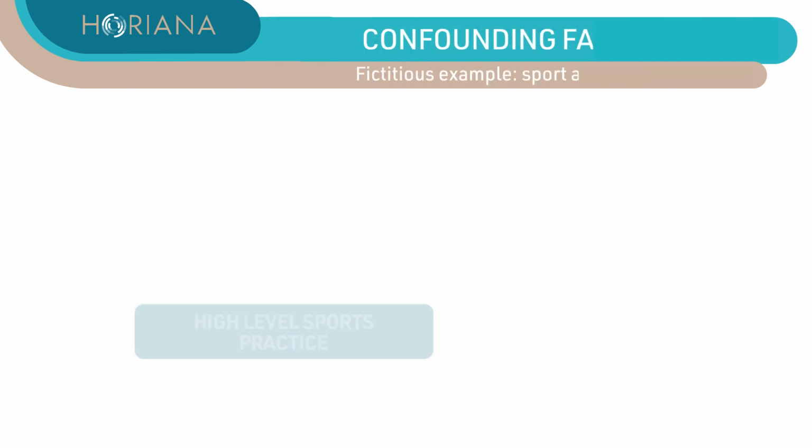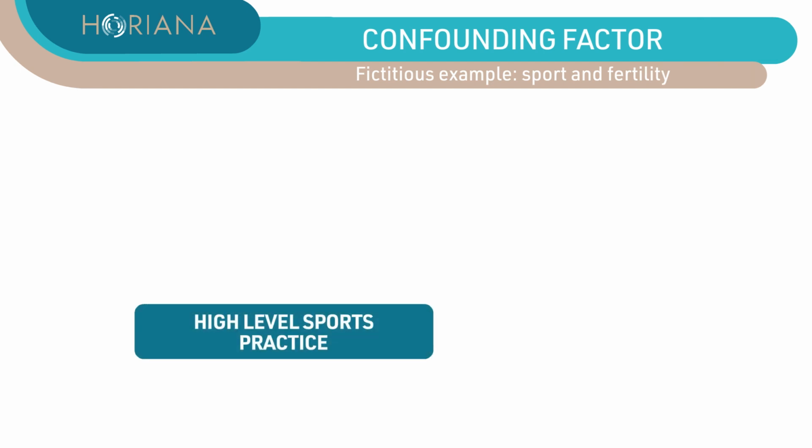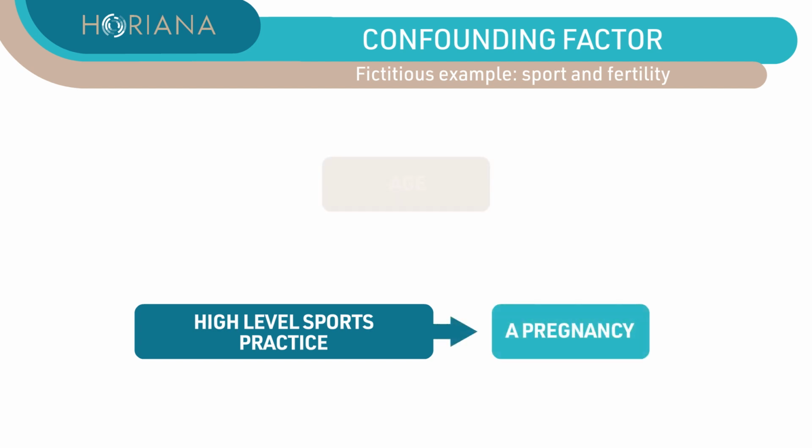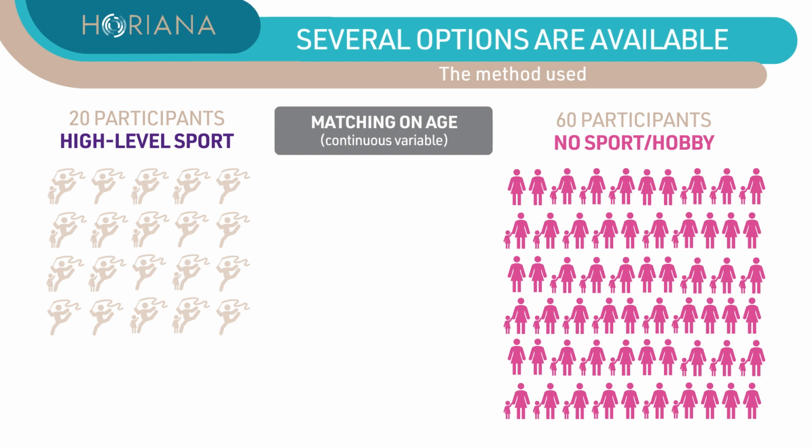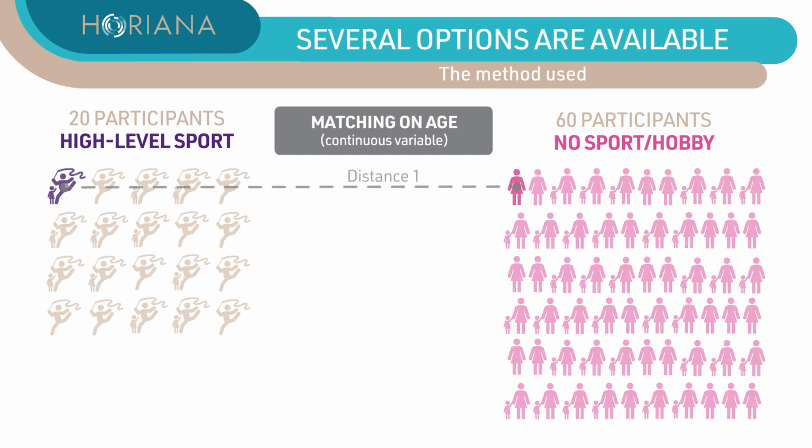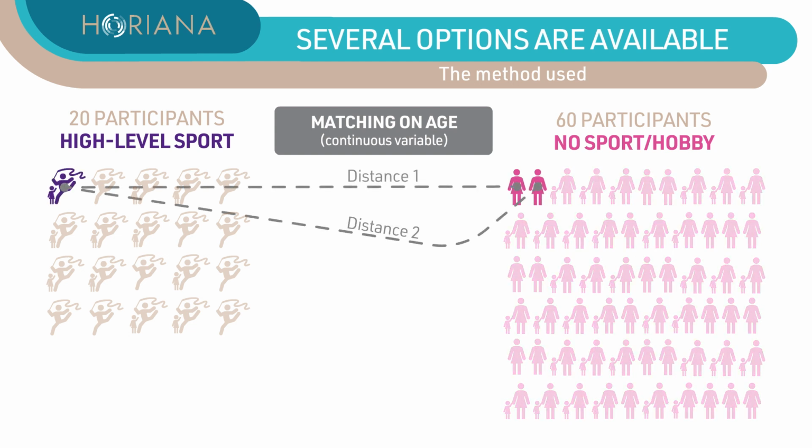Let's continue the illustration by now considering age, which is a known factor that can influence both the fact of practicing sports and the chances of pregnancy. Let's consider age as a continuous variable and see how to match on this variable. We will calculate the difference in age between each participant in the high-level sport group and the no sport group. This difference is called distance.